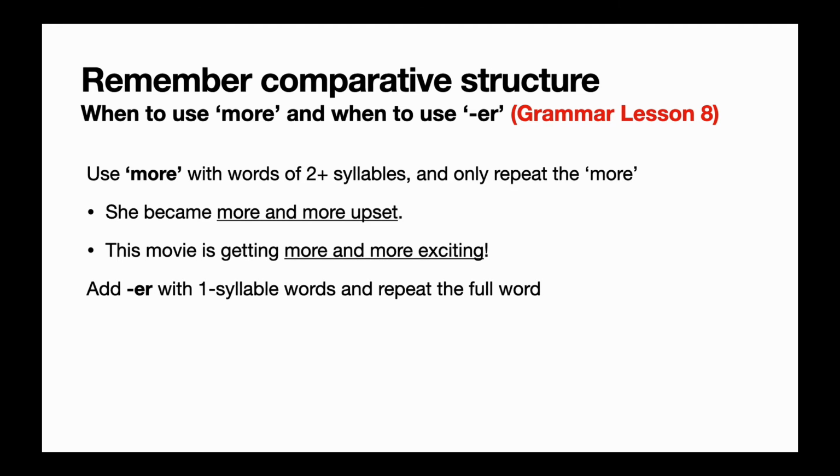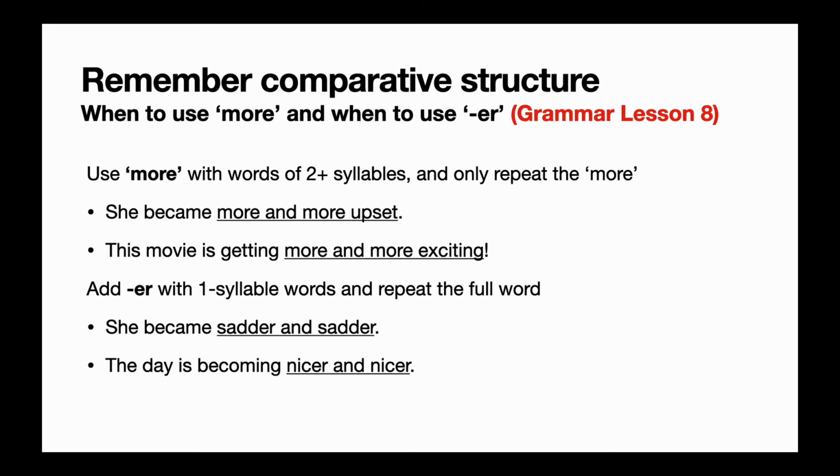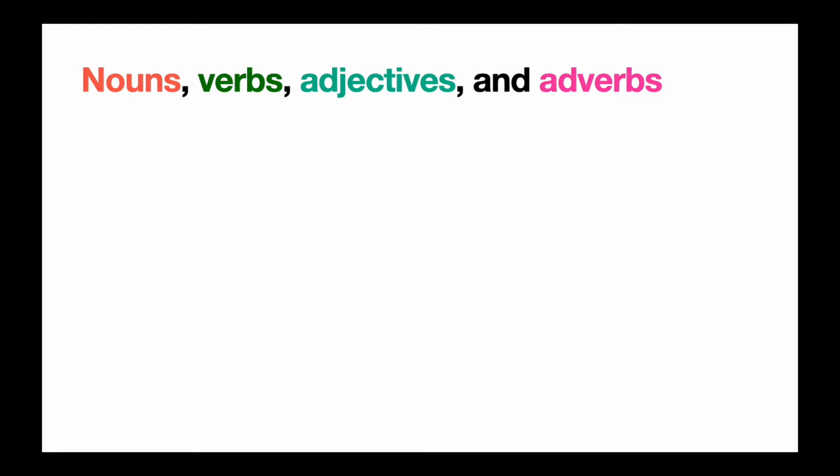And if you just have a short word with one syllable, you add ER to the end, and you repeat the entire word. So like, she became sadder and sadder, or this day is becoming nicer and nicer. So if you need to review, go back to Grammar Lesson 8 and look at the rules for adding ER or using more. So just like with the regular comparative, we can repeat the comparative using all the different parts of speech: nouns, verbs, adjectives, and adverbs.